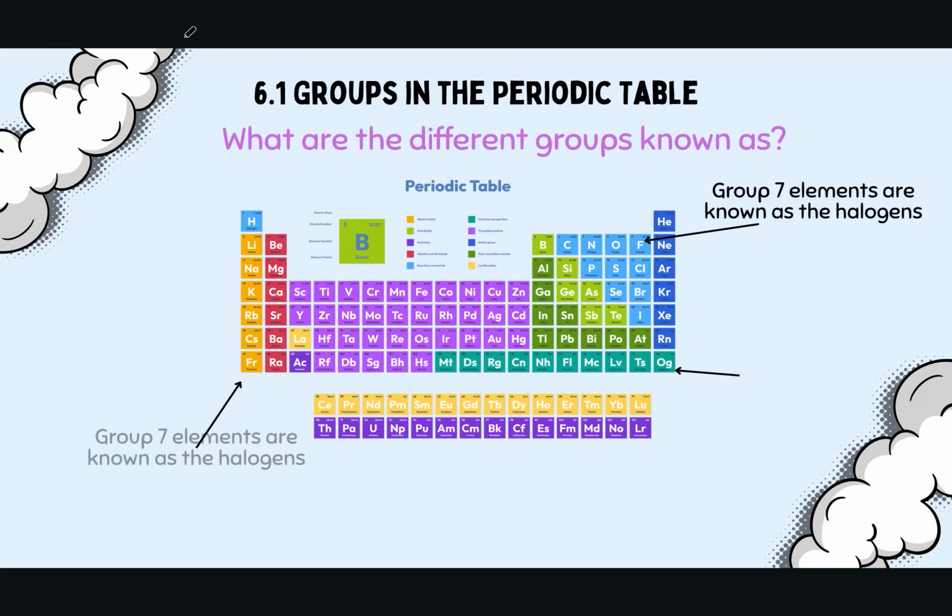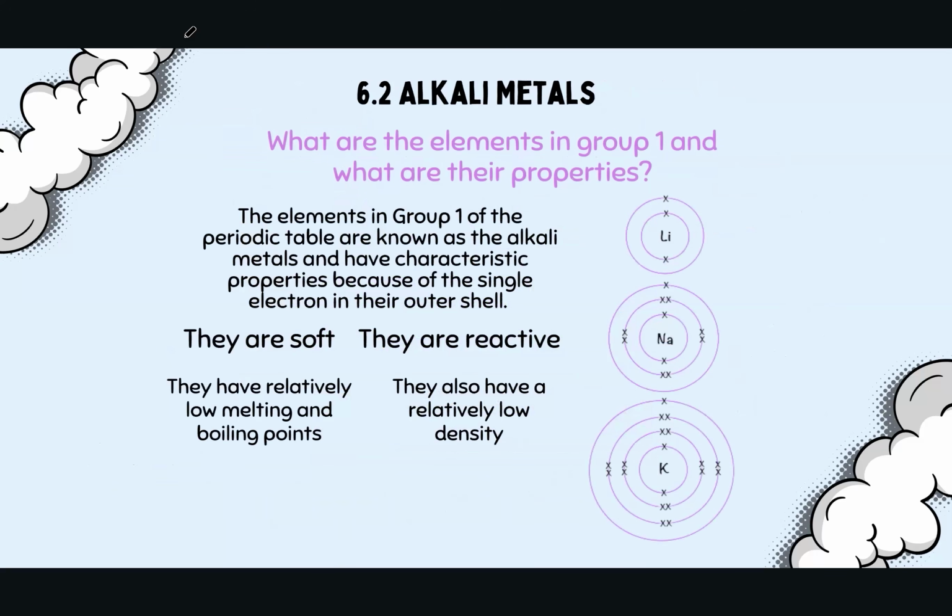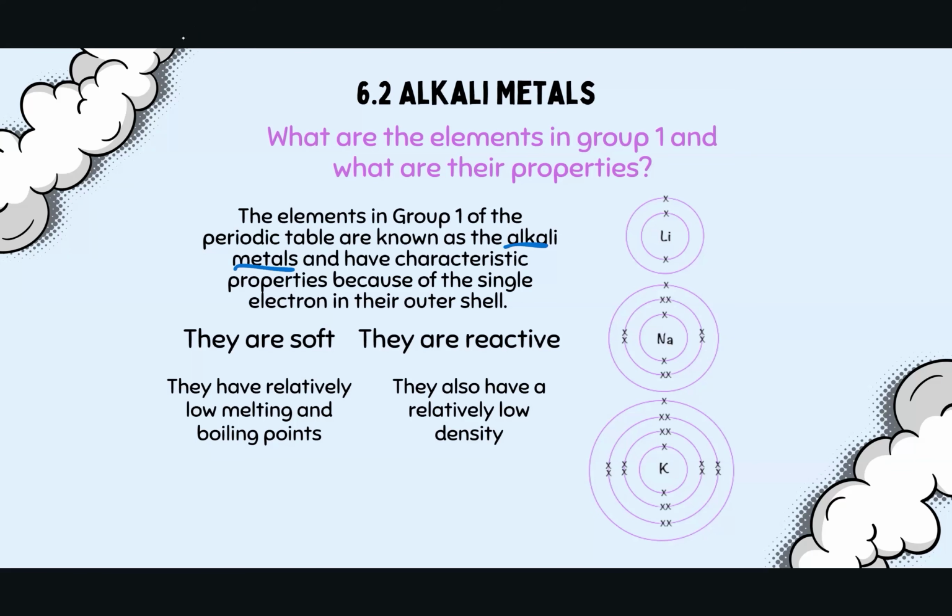Right, 6.2. 6.2 on the specification point says recall that alkali metals are soft and have relatively low melting points. Now, the elements in group 1 of the periodic table are known as alkali metals, which we've covered, and have characteristic properties because of the single electron in the outer shell. So they all, from group 1, have one electron in the outer shell.